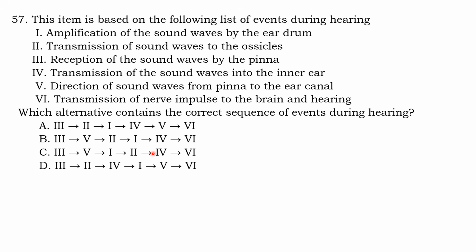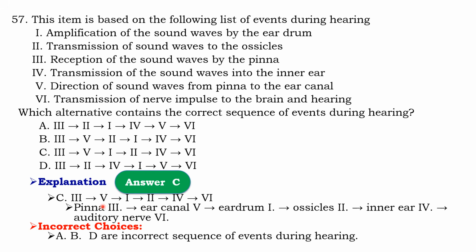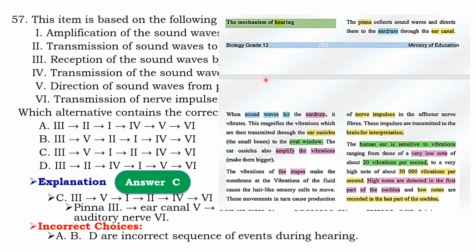Options: A 3 2 1 4 5 6, B 3 5 2 1 4 6, C 3 5 1 2 4 6, D 3 2 4 1 5 6. So the answer should be C. The first one is the pinna, which is represented by Roman number 3. It collects sound and passes it to the ear canal, through the ear canal to the eardrum, then the ossicles, then the inner ear, then the auditory nerve, then hearing. So the answer should be C. The other options A, B, D are incorrect sequences of events during hearing. We can look at biology grade 12.